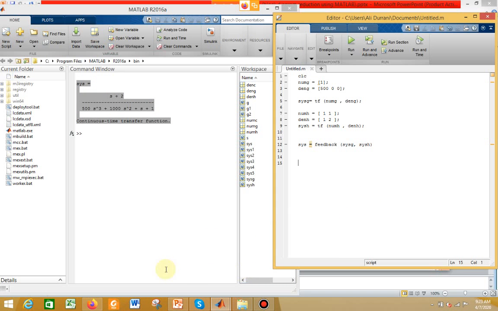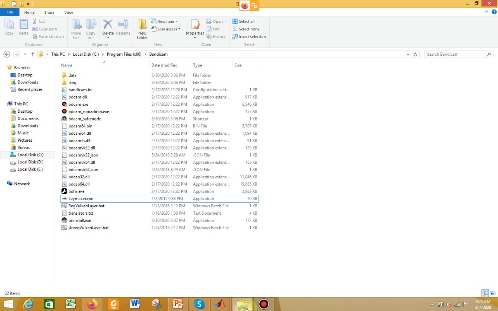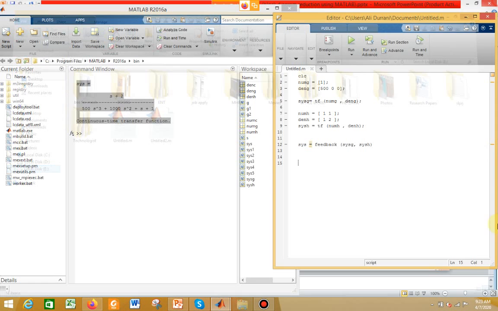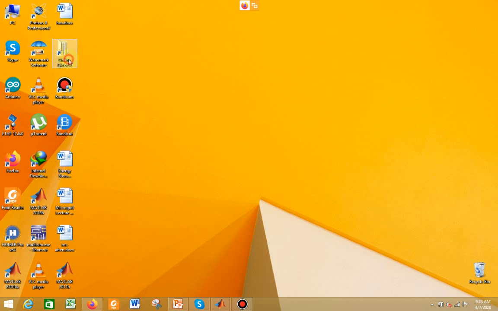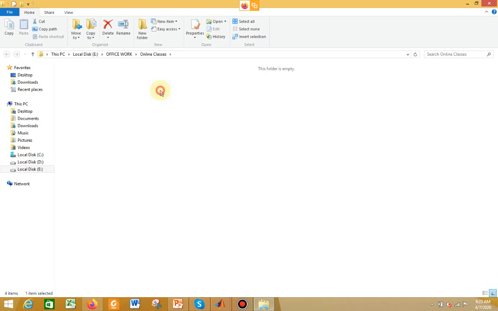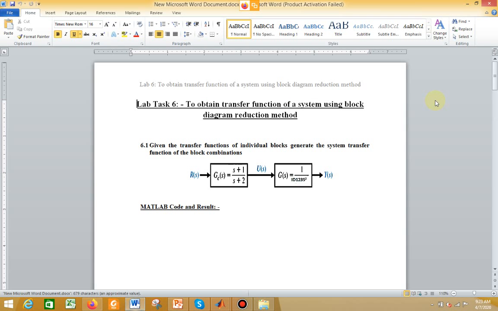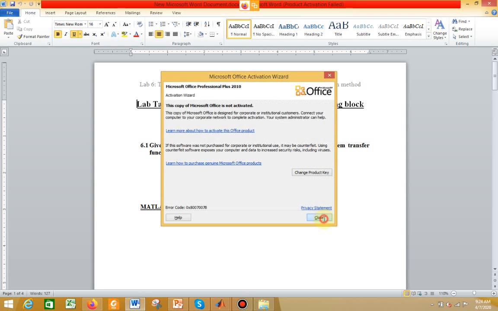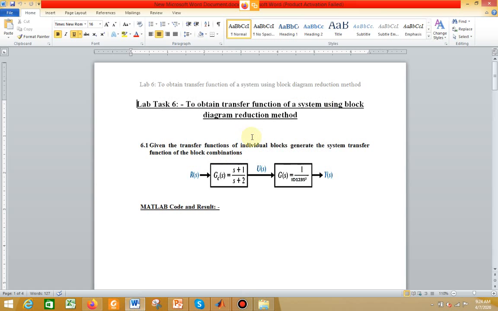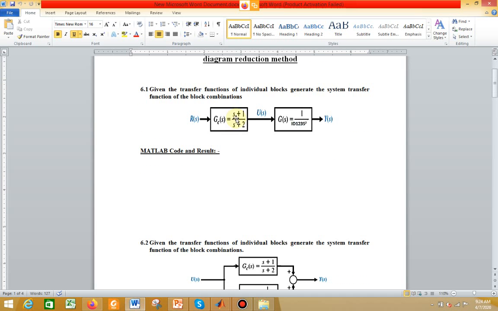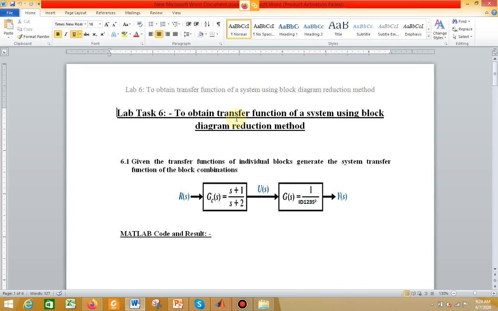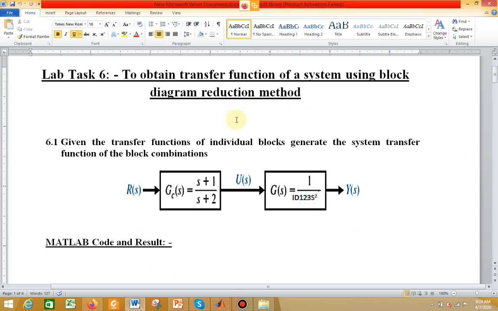Okay, so these were the 4 configurations, and now I'm going to explain to you the lab task. Okay, so this is lab task number 6 to obtain transfer function of a system using block diagram reduction. So I'll just zoom it in for you people.